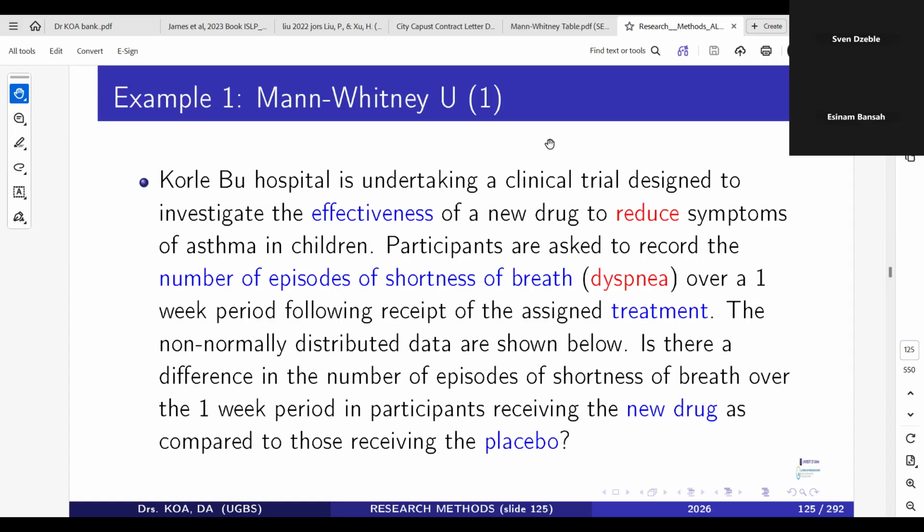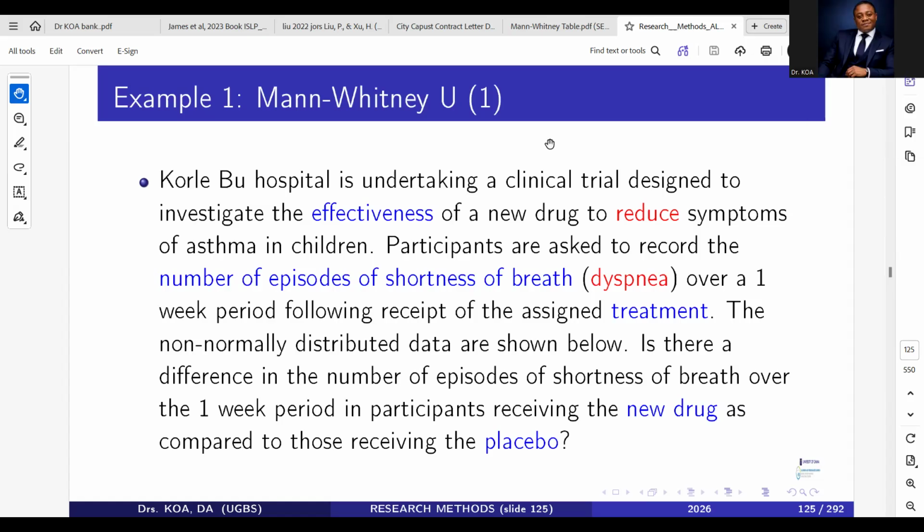Kolebu Hospital is undertaking a clinical trial designed to investigate the effectiveness of a new drug to reduce symptoms of asthma in children. Participants are asked to record the number of episodes of shortness of breath, dyspnea, over a 1-week period following receipt of the assigned treatment.